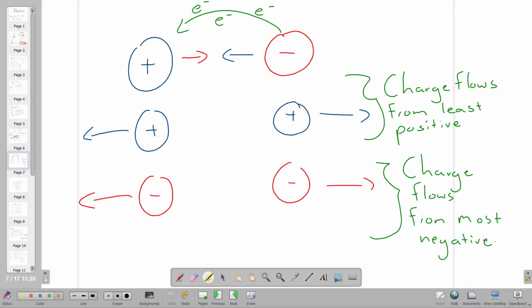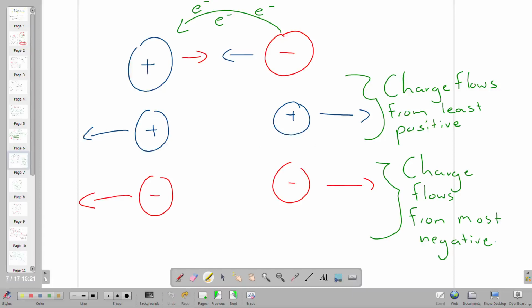But first, if you have two positive objects like these ones here, they will repel each other. But if they are brought into contact with one another, you will see that the charge flows from the least positive to the most positive. It's important to know that because they can ask you which direction the electrons flowed, from object A to B or B to A.